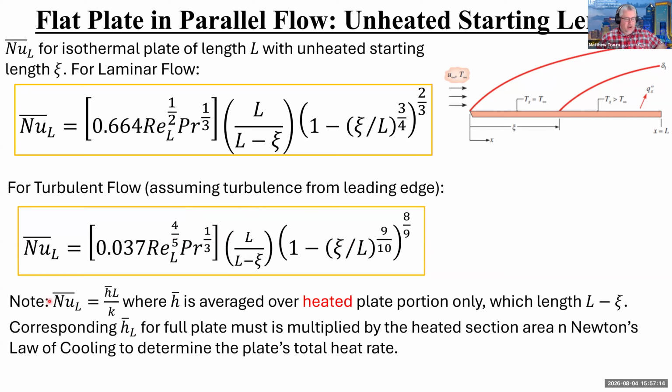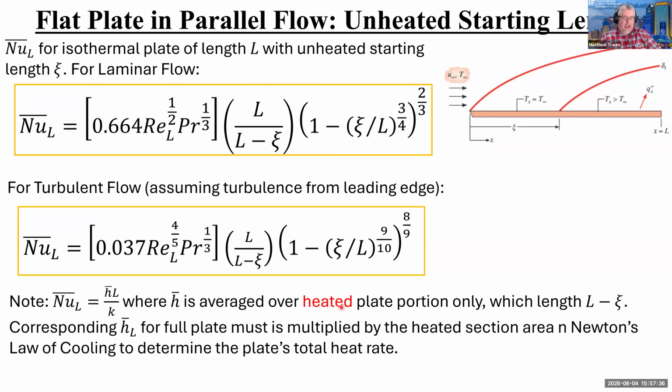So just to be clear, the average Nusselt numbers for the entire length of the plate that we're getting here give us a heat transfer coefficient h that is averaged over just the heated portion of the plate, not the full length, right? So the full length of the plate minus zeta is the part that we're talking about.